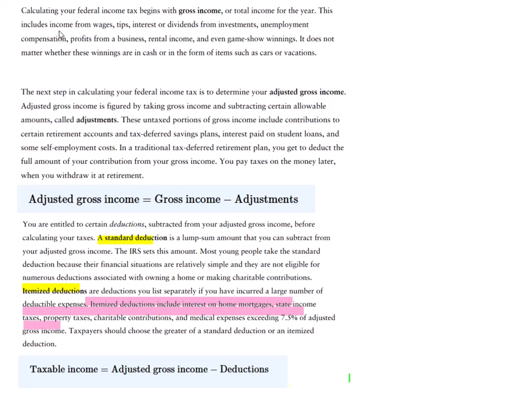This includes income from, and you might want to make a list, wages, tips, which you receive in some different jobs, interest or dividends on investments, unemployment compensation, profits from a business, rental income, and even game show winnings, or if you participate in certain games of chance like horse racing, some of that is required to be counted as gross income.